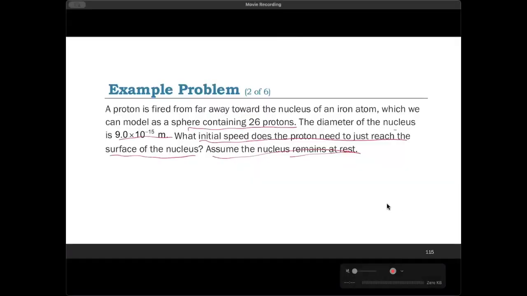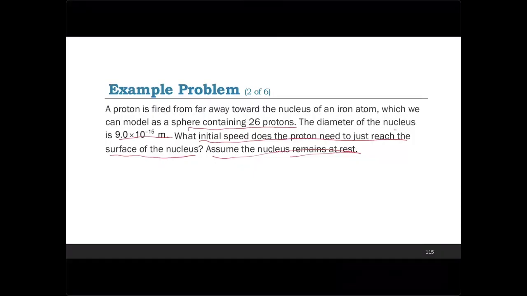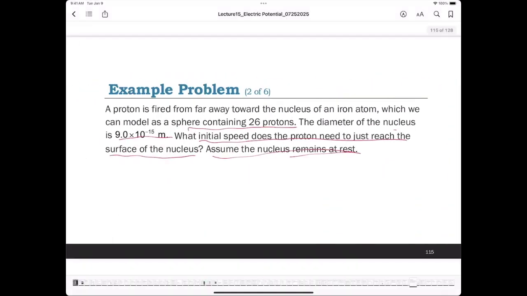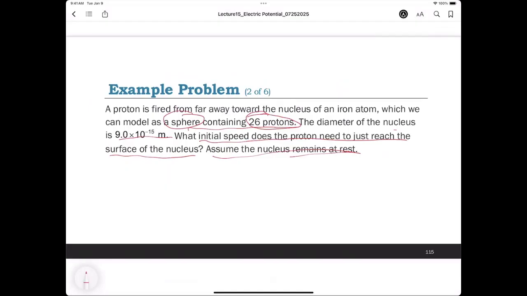Firstly, let's talk about this example problem. A proton is fired from far away towards the nucleus of an iron atom, which we can model as a sphere containing 26 protons. Let me draw some important points. There is a sphere containing 26 protons. The diameter of the nucleus is this one. What initial speed does the proton need to just reach the surface of the nucleus? Assume the nucleus remains at rest.